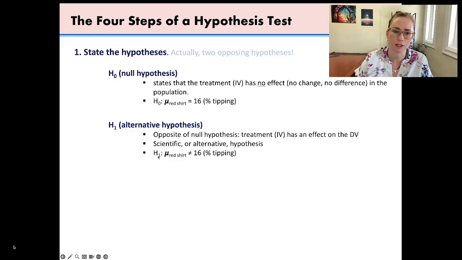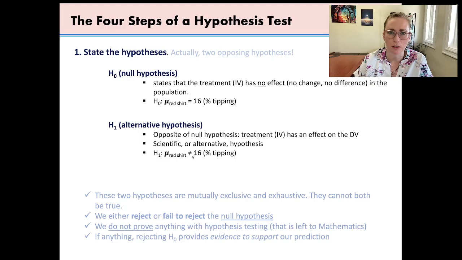So stated down here, H1, our alternative hypothesis, is that the average of tipping for wearing a red shirt is going to be different than 16. So again, this can be larger, this can be smaller. Our hypothesis really is going with it's going to be larger, but you never know what happens in the real world. We just are stating that a difference is going to happen.